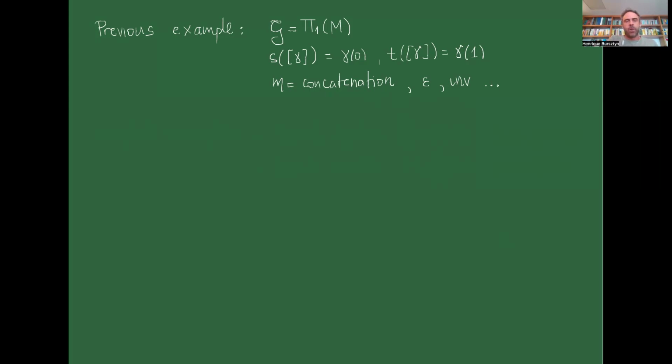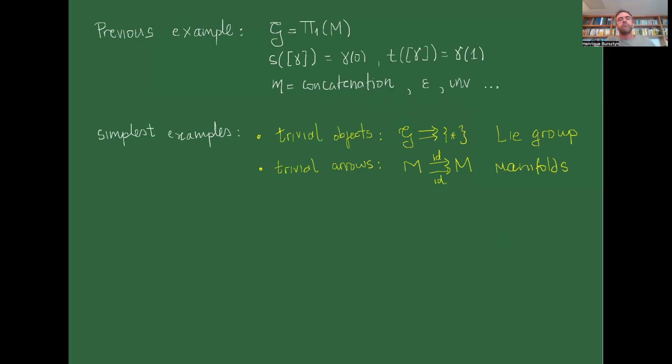Good. So that's our first example, the fundamental groupoid. So it showcases all these features. I started with an example that showcases some of the structural maps, but the simplest examples are cases in which the manifold of objects is trivial, it's just a point. Then we're just talking about a Lie group. And the other extreme case is when the arrows are trivial. And these are just manifolds.